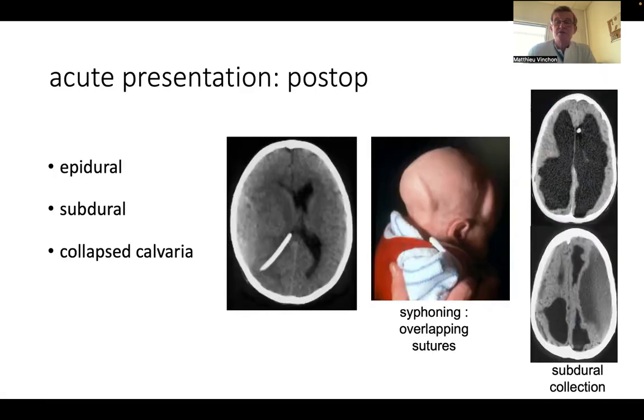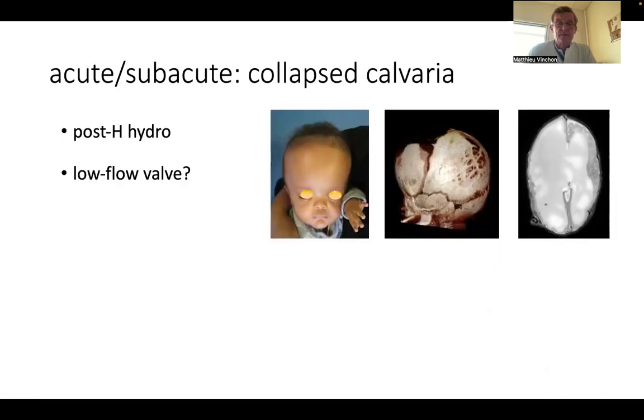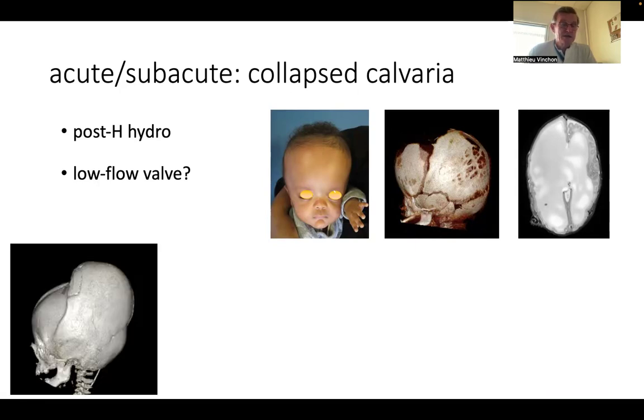First, the clinical presentation. It can be very acute in the postoperative period with the appearance of an epidural hematoma or a subdural hematoma or a collapsed calvaria like the baby in the middle. But it can also be less acute with a collapsed calvaria. This is a baby with a very big macrocrania, and we considered putting a low flow valve, but in fact he had a standard valve, and this is the result. He has a collapsed calvaria.